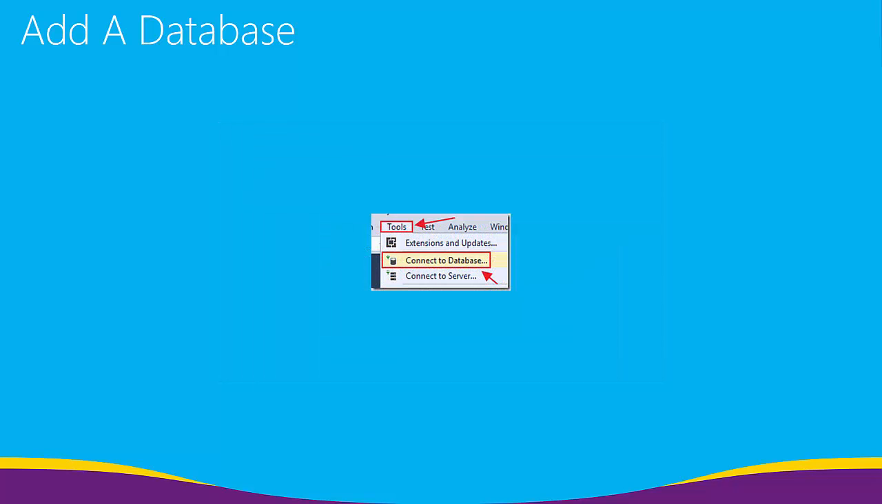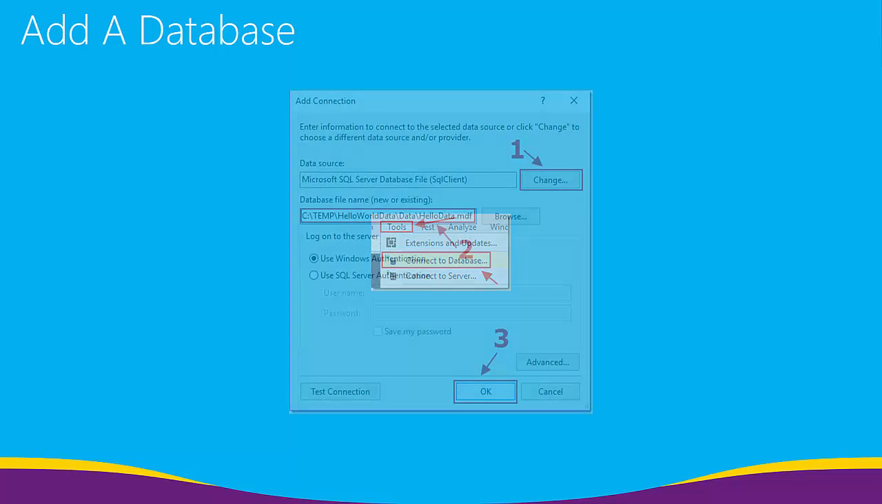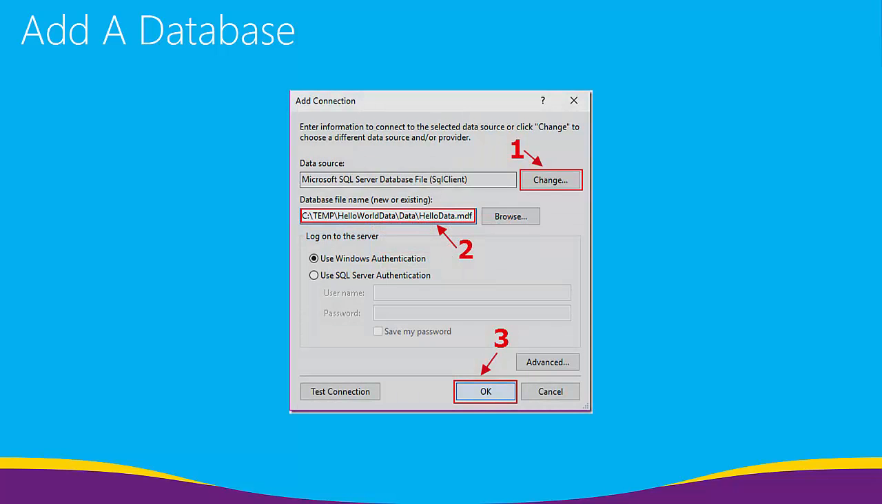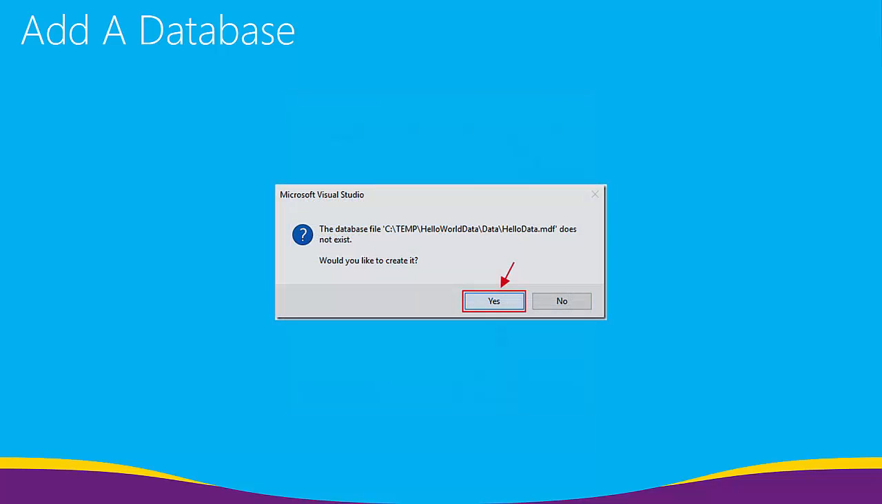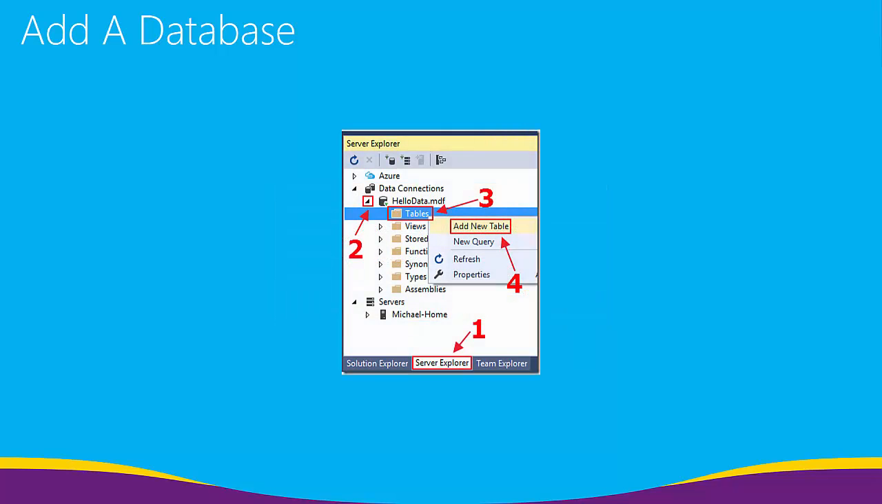Next, we're going to select Tools and Connect to Database. And we're going to enter the name of an MDF file. This file currently does not exist, so when we click OK, we'll be prompted to create it. We'll, of course, say yes. The database file will be created.